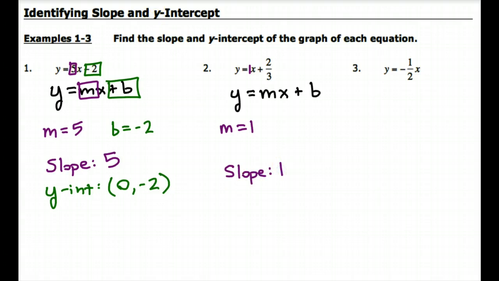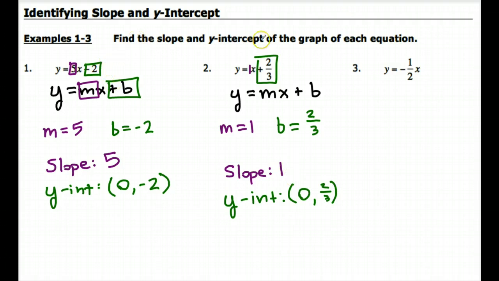My b value is the constant 2/3. Y-intercepts can also be fractions, but just remember the y-intercept, unlike the slope, is an actual point. The slope is a rate of change. So we're not going to say just 2/3, we're going to say the point (0, 2/3).